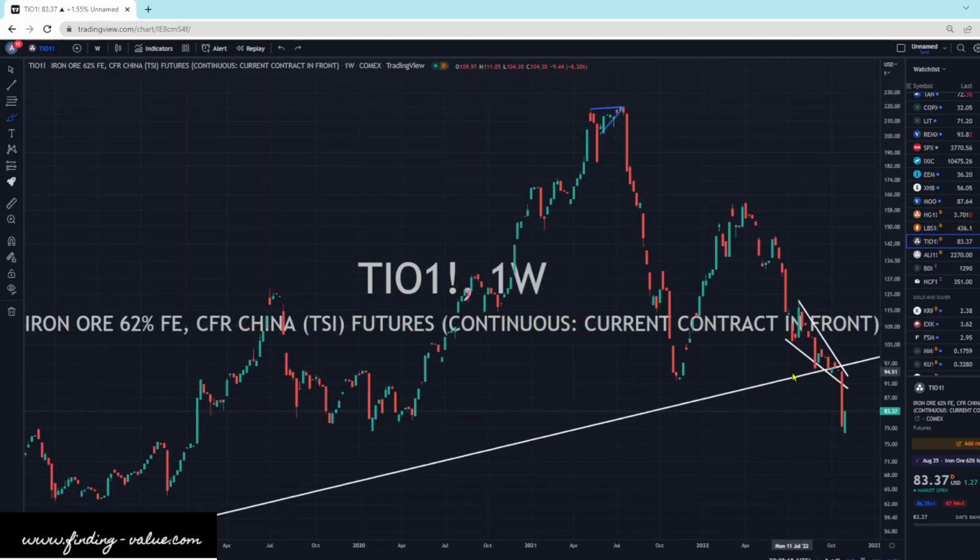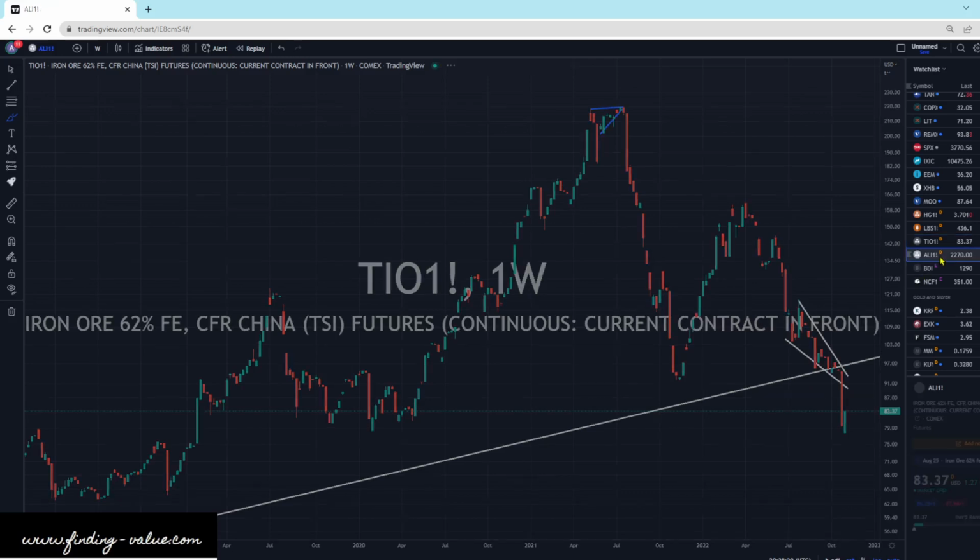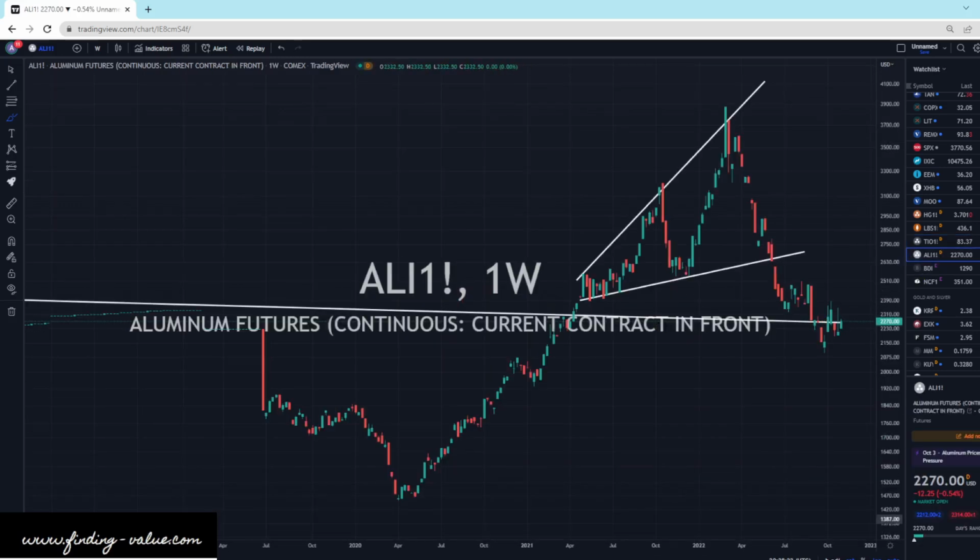And we've got falling wedges in here. Aluminum also, I think, will get some support here and go higher because we're at support. There's ideas around that and investments that we can make.